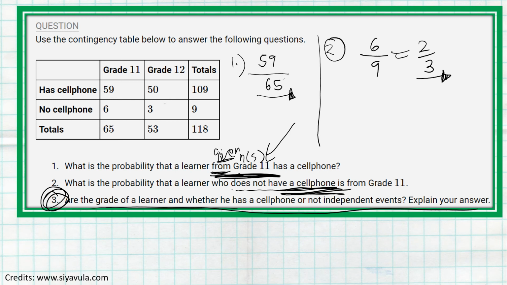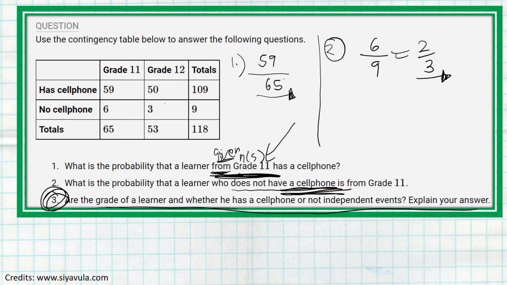Okay, so they're saying, are the grade of a learner and whether he has a cell phone or not independent events? Explain your answer. So in maths, we give mathematical explanations, right? You don't explain in words. You don't say, no, I think they are independent because of 1, 2, 3, 4, 5. No, we represent that mathematically by calculations.